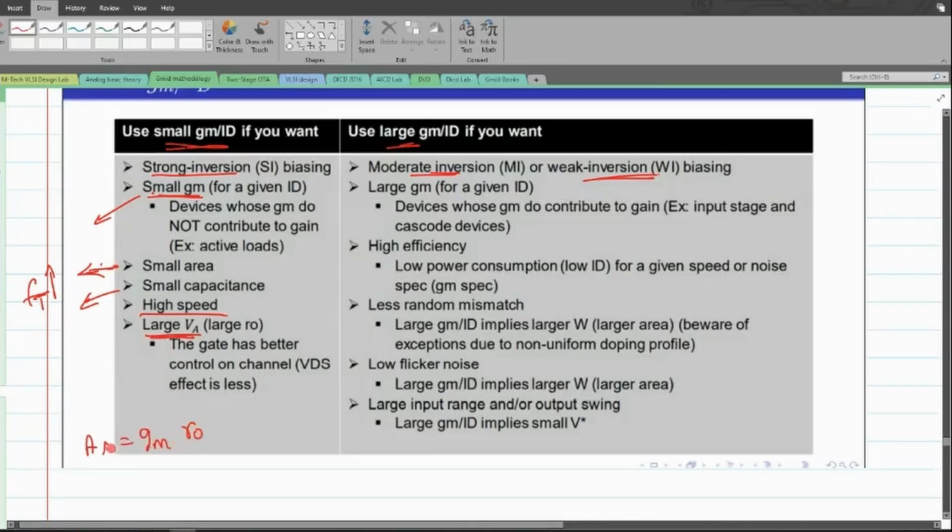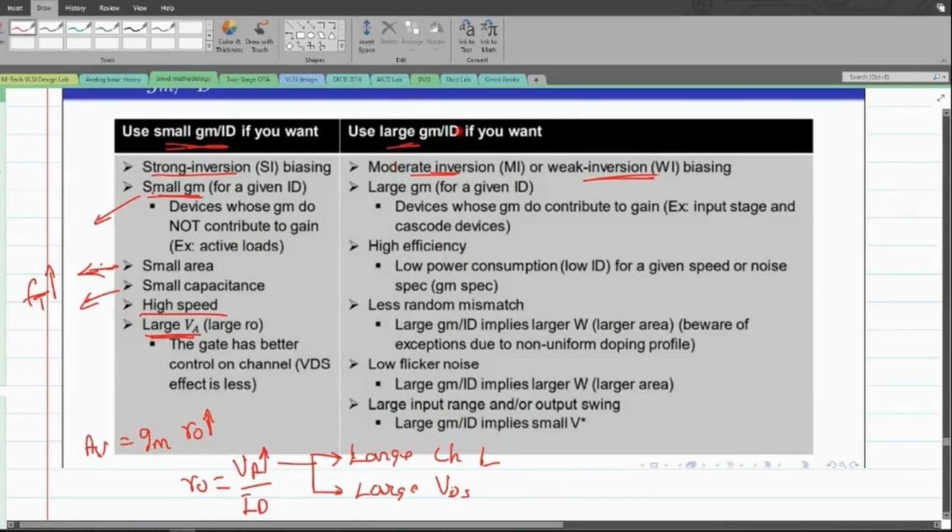The only variable I have in control to improve the gain is to increase the value of this r0, and we know that the value of r0 depends on VA divided by ID. In order to have a larger VA, there are two things we have to satisfy. One is that we have to use a longer channel length, and the second is a large VDS. Across the drain and the source, I have to apply a larger VDS. These are the two things I have to consider while designing with a small gm/ID.